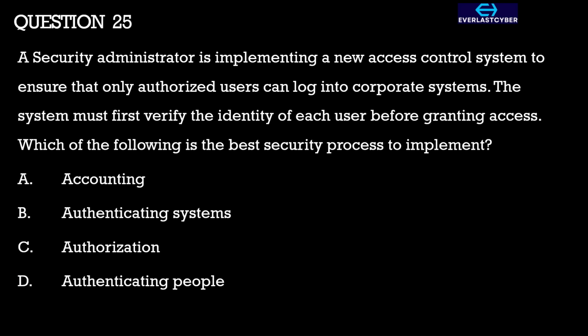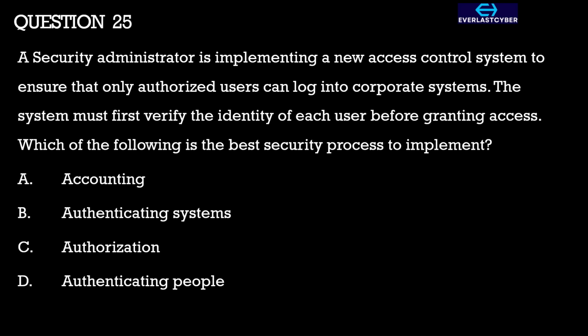Question 25. A security administrator is implementing a new access control system to ensure that only authorized users can log into corporate systems. The system must first verify the identity of each user before granting access. Which of the following is the best security process to implement? A. Accounting. B. Authenticating systems. C. Authorization. D. Authenticating people.